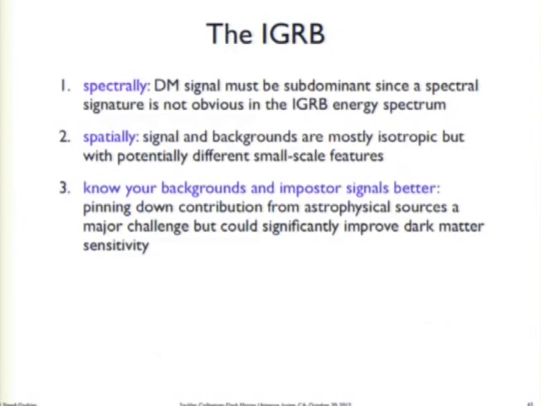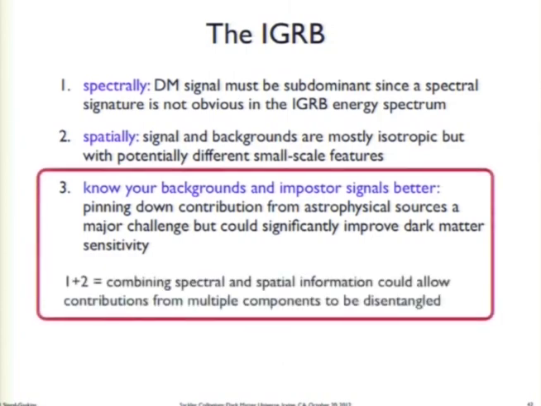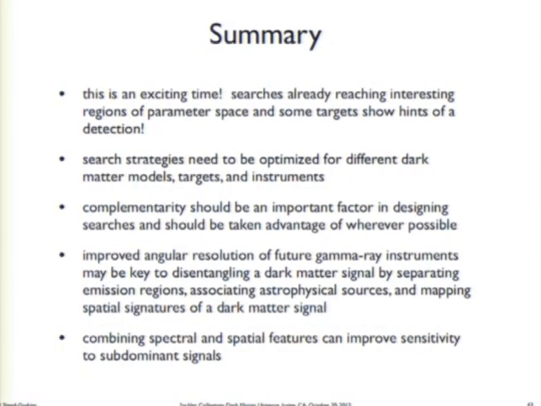So to sum up with the IGRB, spectrally, the dark matter signal must be subdominant since we don't see a signature in the IGRB energy spectrum. Spatially, they're mostly isotropic, but we could use small-scale features. And it would be great to know the astrophysical sources, so we could know our backgrounds and imposter signals better. And finally, if we combine the spectral and the spatial information, we could allow contributions from multiple components to be disentangled. So in summary, this is a really exciting time.